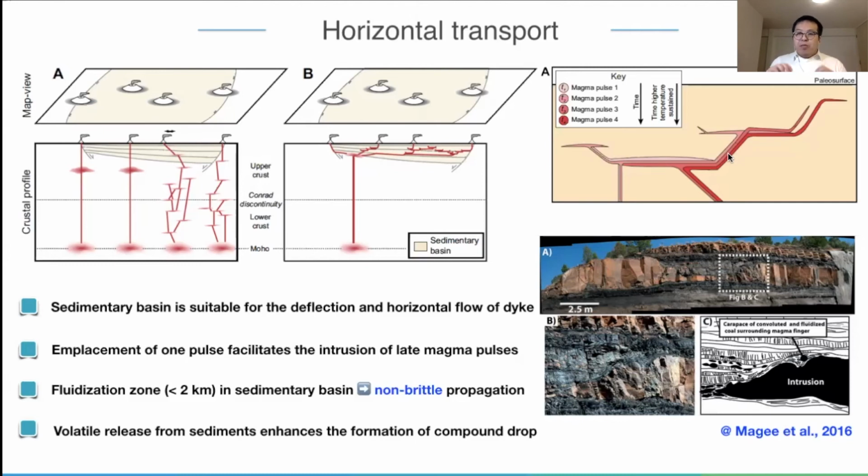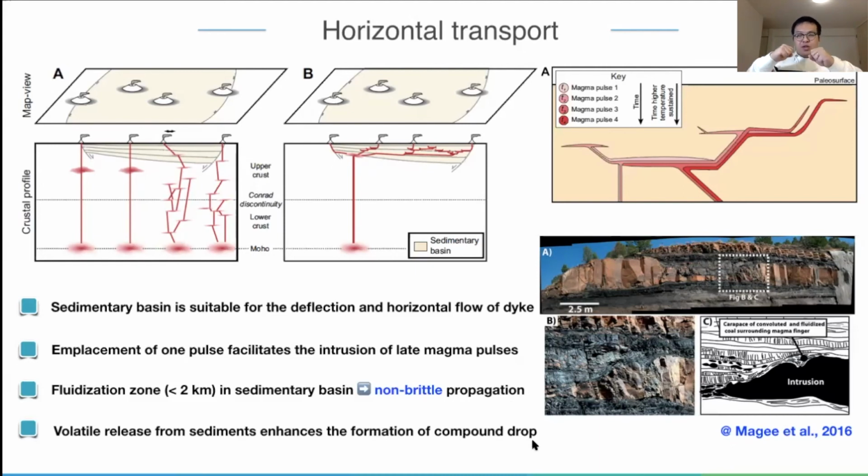Another thing, because the emplacement is very shallow, maybe less than 2 kilometers, the sediment still has some water, fluid, and bubbles in the porosity. And during this emplacement, the heat from the magma will release these bubbles and this fluid, and this may make it easier to form the compound drop. And another thing is because of the heat, the sediment will behave like a fluid. It's due to fluidization.